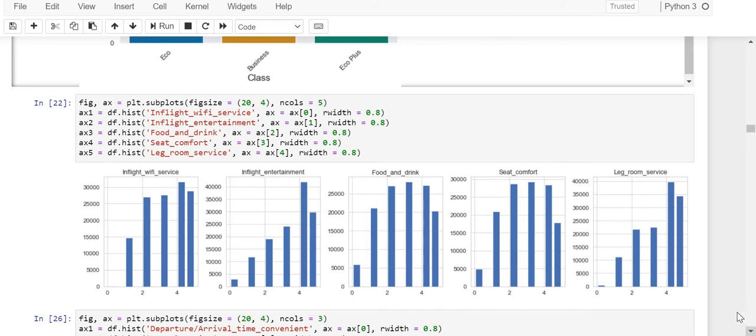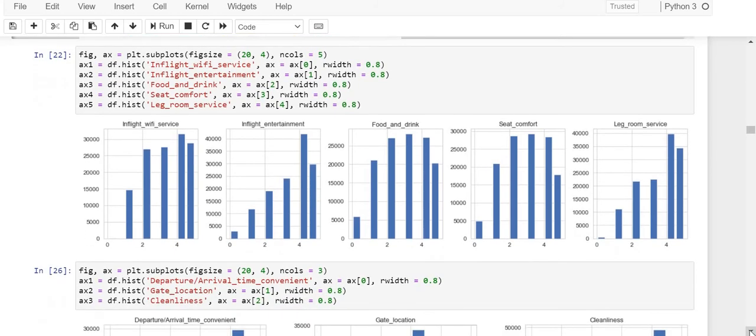When we see food and drinks, 2, 3 and 4 are almost equal. This can be considered as a moderate to a good amount of satisfaction, because we have people who have given rating 2 for food and drink as well. The same goes with seat comfort. We can see 2, 3 and 4 have been given a majority of the ratings.